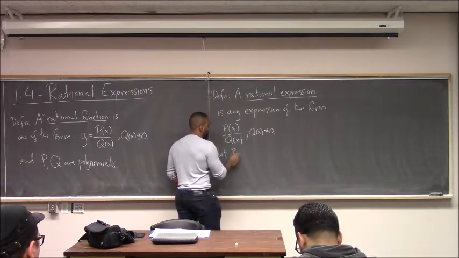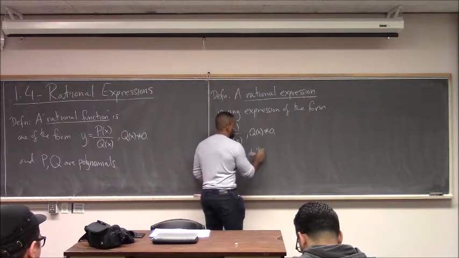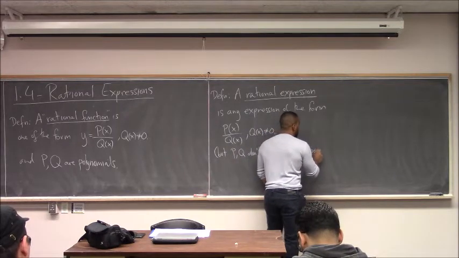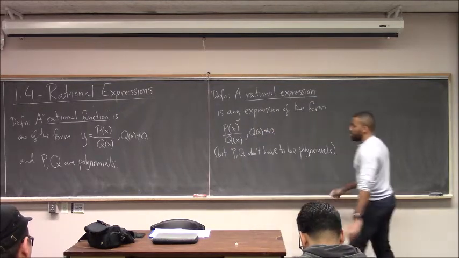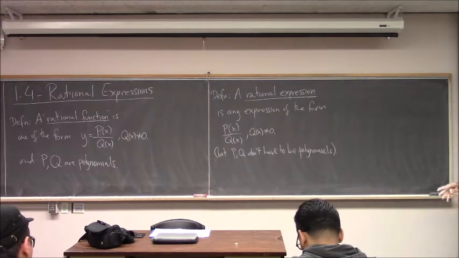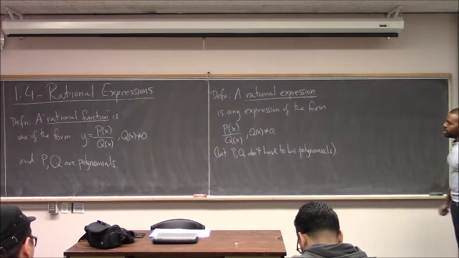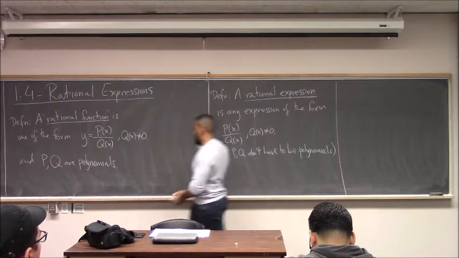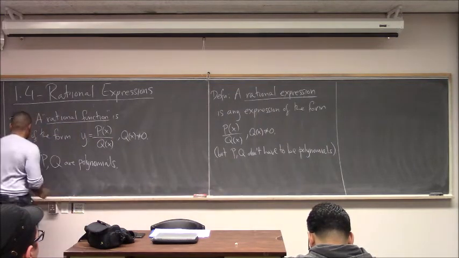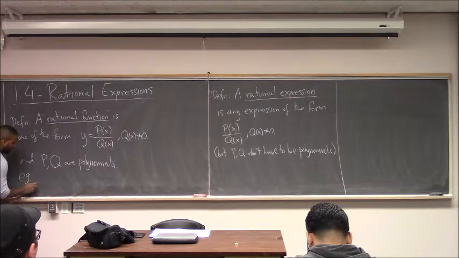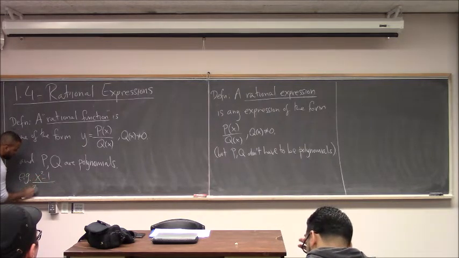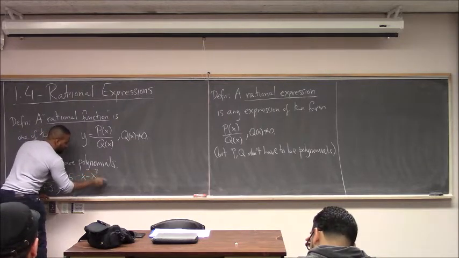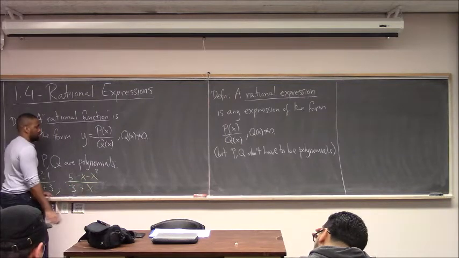but p and q don't have to be polynomials. Now, in the event that they're both polynomials, those show up pretty often, so it's nice to actually deal with them as their own thing. But there is a bigger picture here. There's a more general way to look at it. So over here, you would have examples like x squared minus 1 over 2x plus 3, or 5 minus x minus x cubed over 3 plus x, etc.